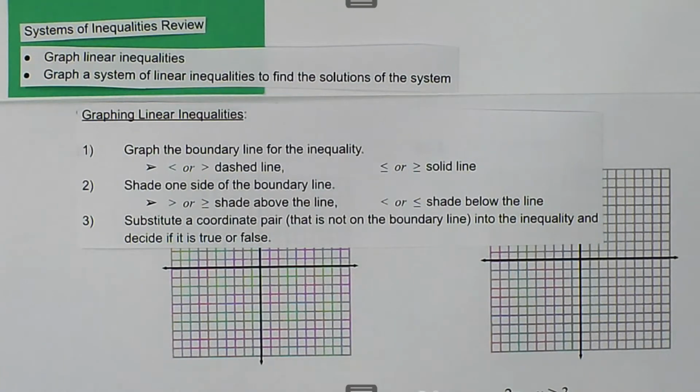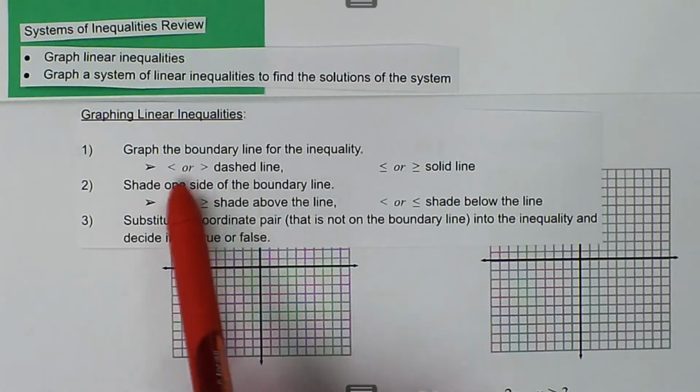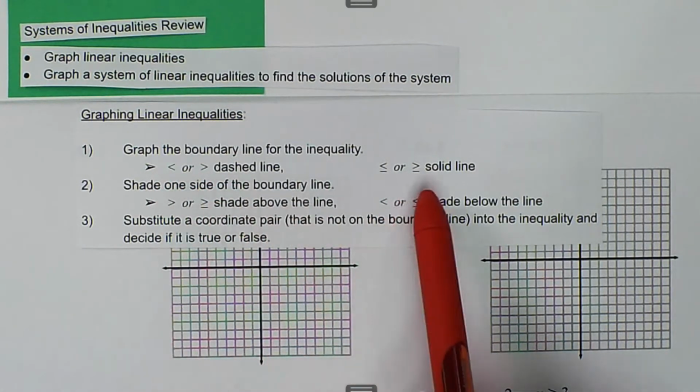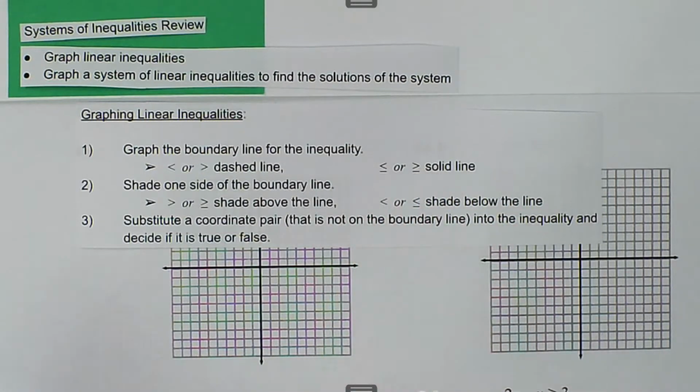We were talking about systems of inequalities, and we want to graph linear inequalities and graph a system of linear inequalities to find the solution of the system. There's a few things we have to remember when we're graphing linear inequalities. The boundary line needs to be dashed if the inequality is less than or greater than, because it does not have the equal to sign at the bottom. There's no equal to sign. That means that that line is not included in the answer. If it does have the equal sign at the bottom, we use a solid line to show that those are part of the solution.